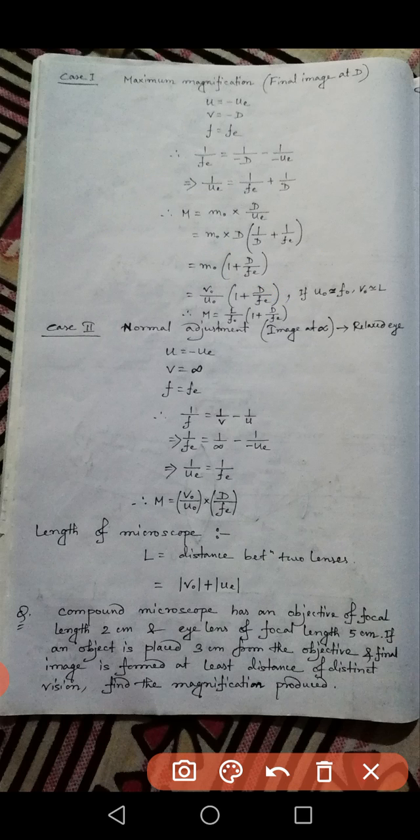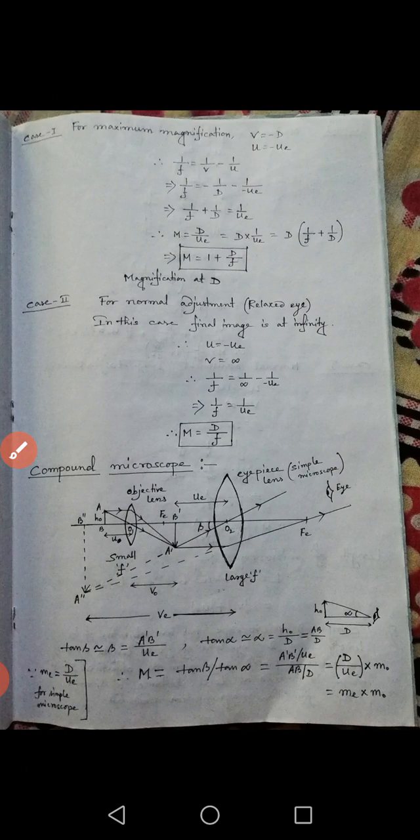One thing, see here, this part we can keep as it is, but there is a little modification again. V naught is nearly equal to L here. L means we call it the length of the microscope, the distance between the objective and eyepiece lens. I will go to the diagram and tell you why it is approximately equal. V naught is approximately equal to L and U naught is approximately equal to F naught here.